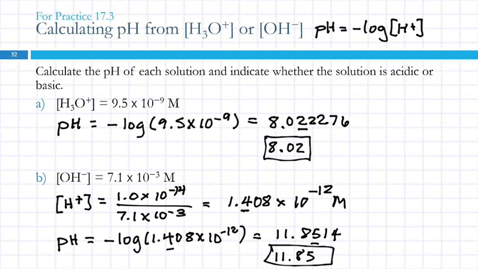Are those solutions acidic or basic? They're basic. So there's 2 ways that you could recognize that. You could look at the hydrogen ion concentration. This is less than 10 to the negative 7. This one also less than 10 to the negative 7. The other way is to compare the pH to 7. Number higher than 7 means it's basic, and number lower means it's acidic.